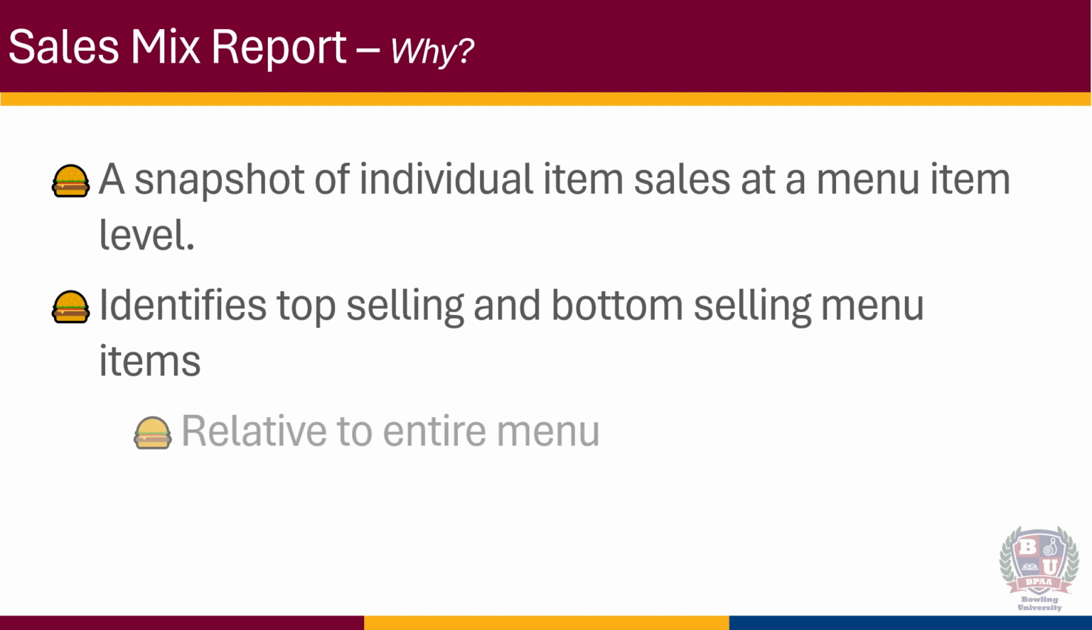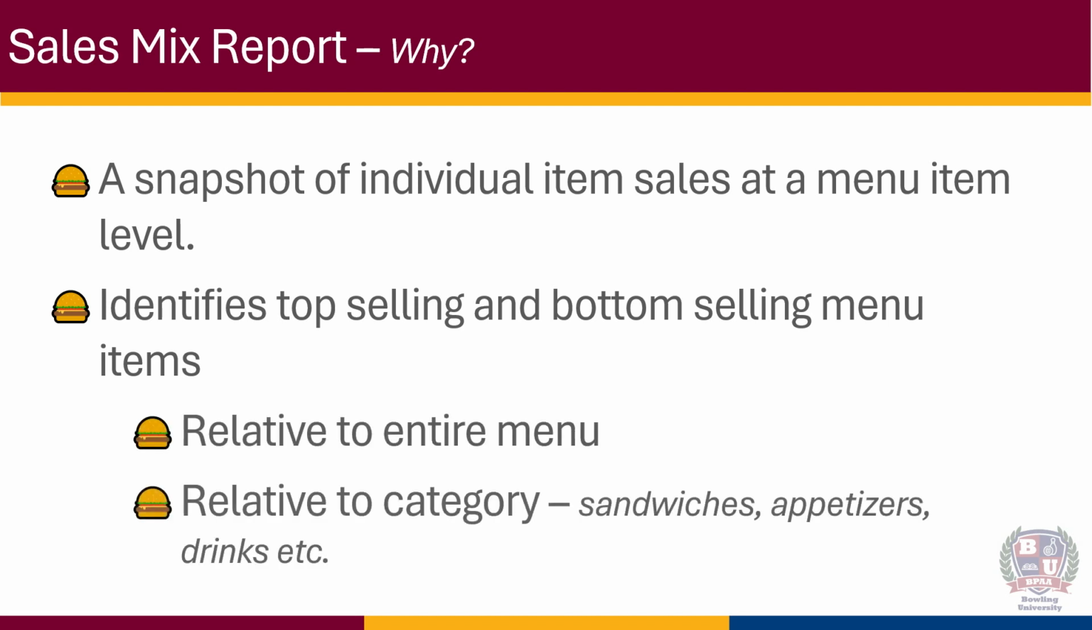What it is, it's a snapshot of your menu item sales at a menu item level. Okay, you're going to see individual sales and you're going to see it relative to the entire menu. And what it tells you is what's selling and what's not selling. Okay, it's as simple as that. What are my guests like?